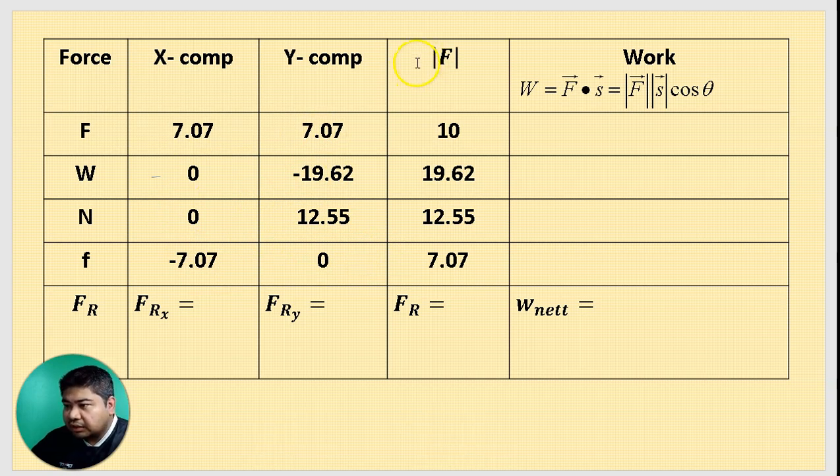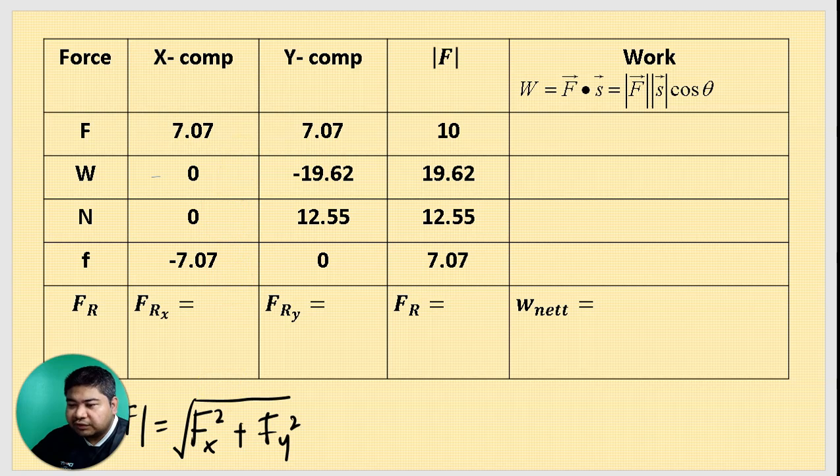If you look at the table here, I have added another 2 columns into the table. I've added a column for the magnitude of the force, and a column to calculate the work done. The way I calculate the magnitude of the force is by using the Pythagoras theorem. So the magnitude of force is equal to the square root of Fx squared, the x component of the force squared, plus the y component of the force squared. So we have 7.07 squared plus 7.07 squared. You are going to get back the 10 Newton.